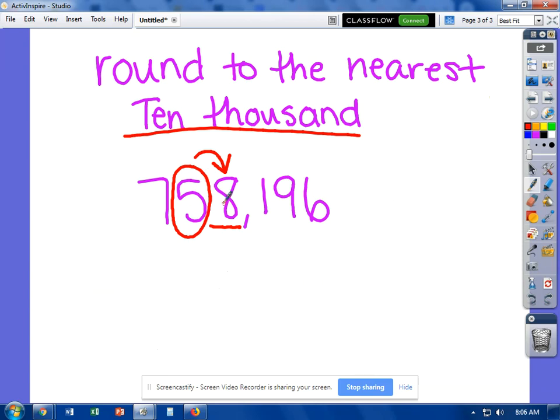Our 5 is looking back at our 8. Our 8 that we decided is in the 5 and above, give it a shove category, so it's telling the 5 that it needs to get bigger. So my 5 is going to grow by 1 and become a 6.